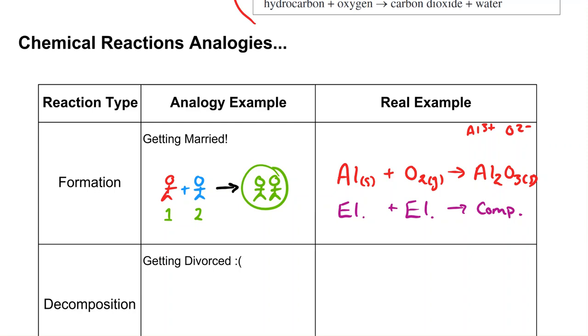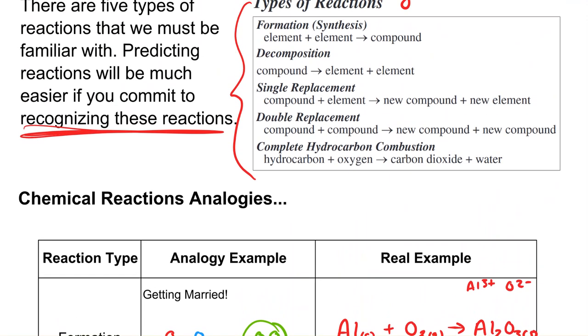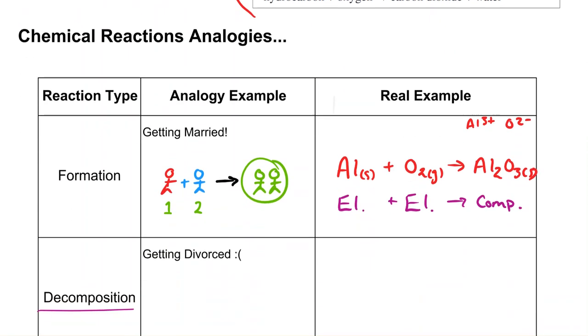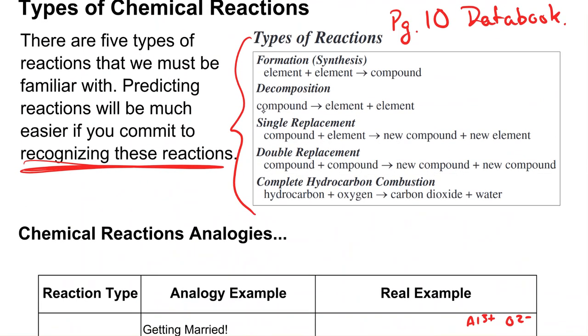Now let's go back. We can see the next one is decomposition. So let's go up here and see what a decomposition is. That's a compound turning into two elements. It's something complicated that's being broken apart and turned into two simpler substances, specifically elements. Hopefully you can see that this seems like the exact opposite of a formation reaction.